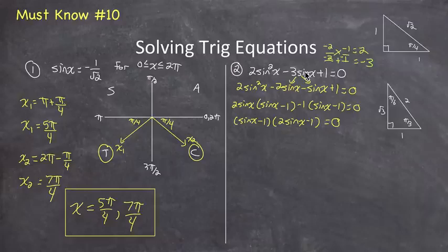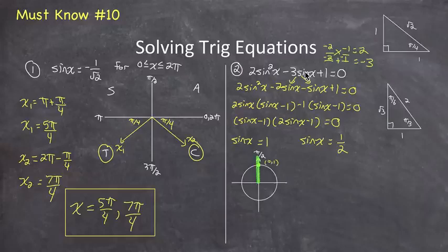Now this product would be 0 if either of these factors were 0. The first factor would be 0 if sine x was equal to 1, and the second factor would be 0 if sine x was equal to a half. Now, sine x equaling 1, if you know your unit circle, that answer will be easy. If you rotate an angle of pi over 2, it intersects the unit circle at a y-coordinate of 1, and I know the sine ratio is equal to the y-coordinate, so the angle that would make the sine ratio be 1 is pi over 2. So the first answer to this equation is pi over 2.